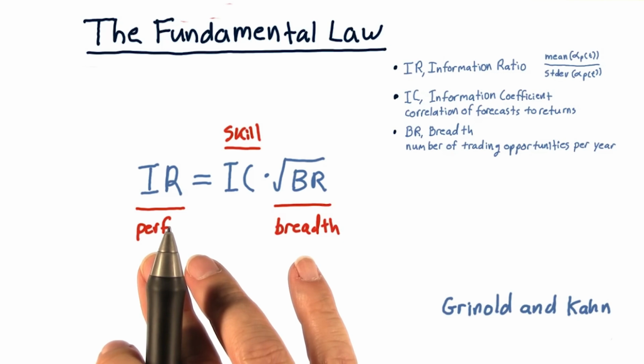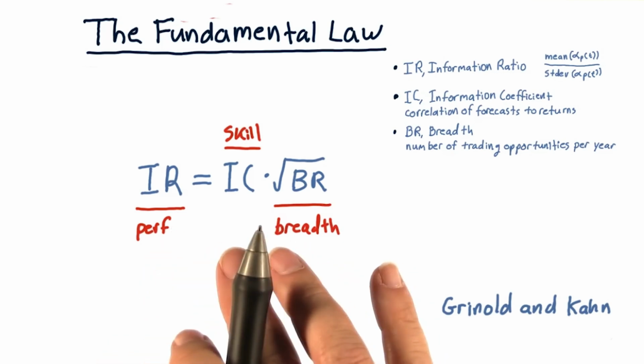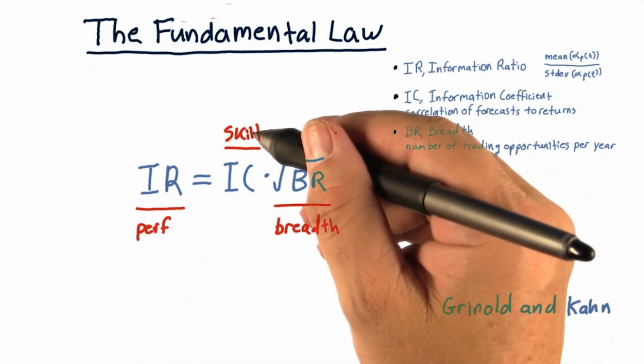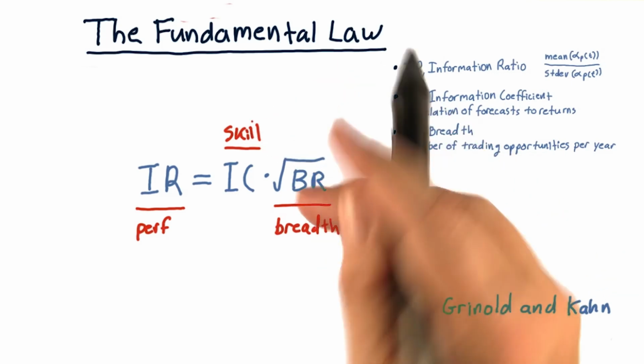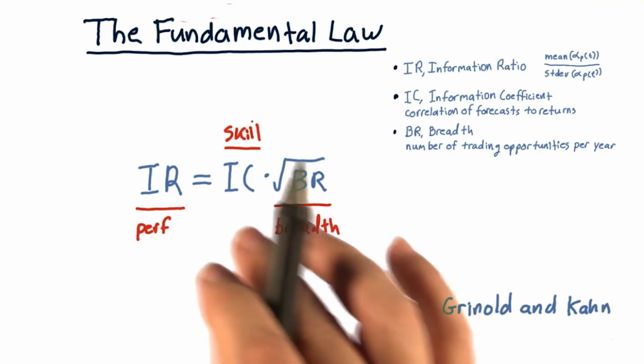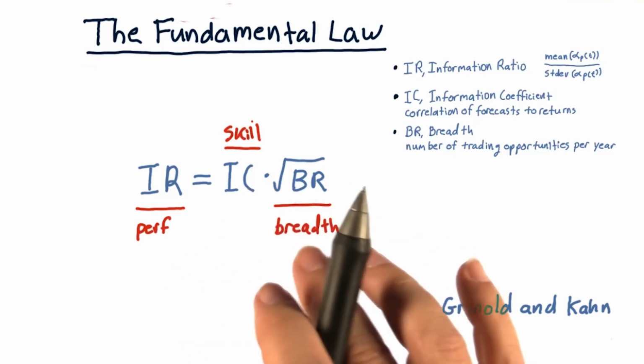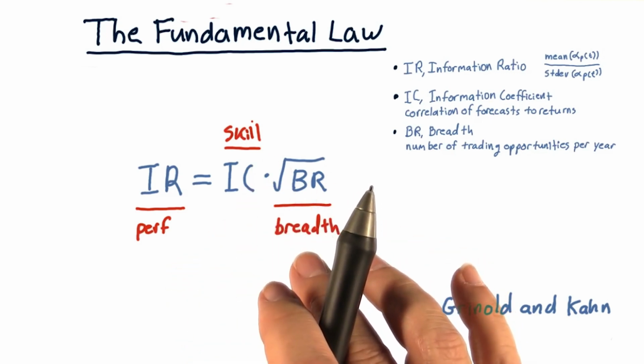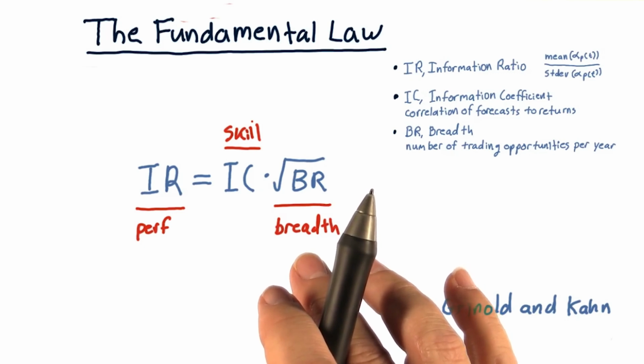So performance of the manager or the fund is due to the skill at making predictions times the square root of breadth. So that means, for instance, that yes, you may be very skilled, but you've got to have opportunities to invest in order to operationalize your skill.